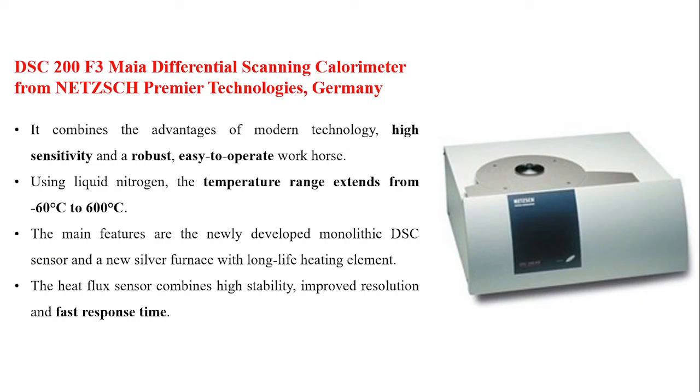This is the instrument that we'll be using today for performing the experiment. This is the DSC 200 F3 Maia differential scanning calorimeter from NETZSCH. The temperature range for this instrument extends from minus 60 degrees Celsius to 600 degrees Celsius. The main features are a newly developed monolithic DSC sensor and a new silver furnace with long life heating element. The heat flux sensor combines high stability, improved resolution, and fast response time. Thank you.